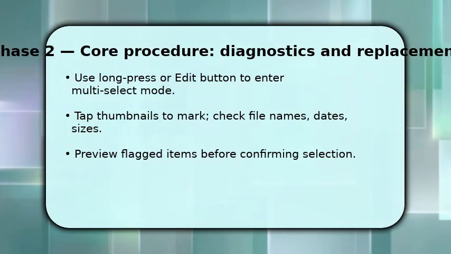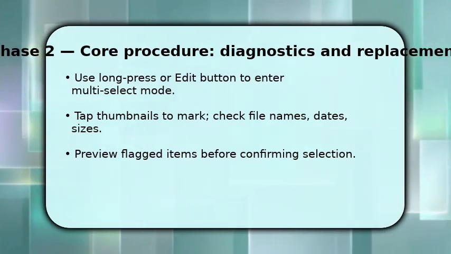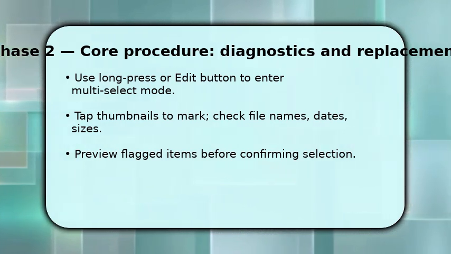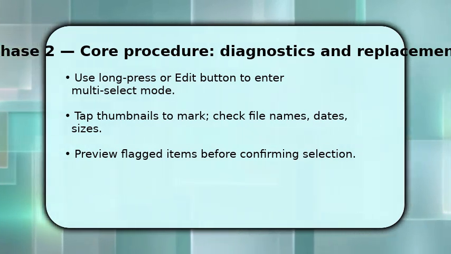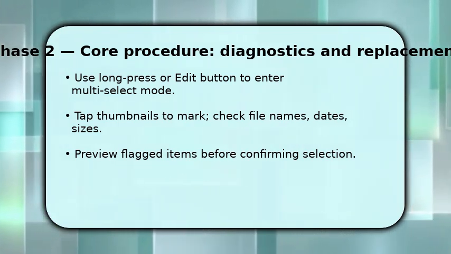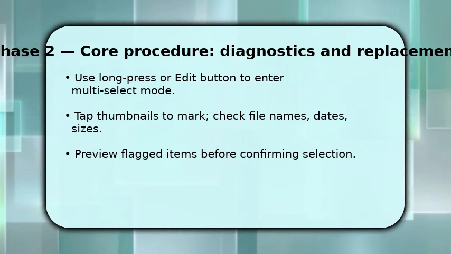Next, enter selection mode by long pressing a photo or tapping Edit. This switches Umax into multi-select so you can pick several images. You should tap each thumbnail you want removed, watching file name, date, and size as cues. If you need to confirm a photo, use the preview.